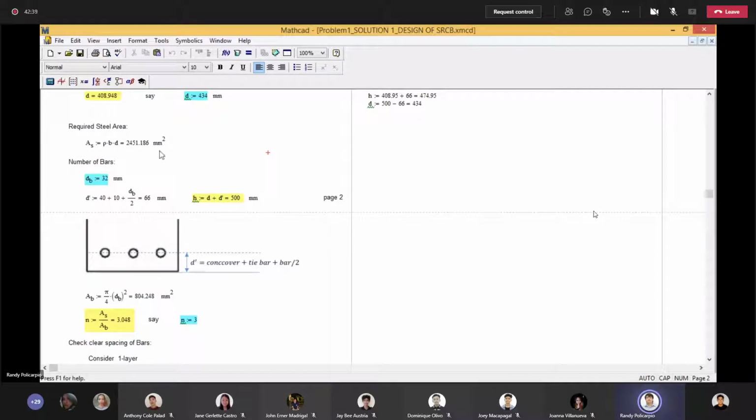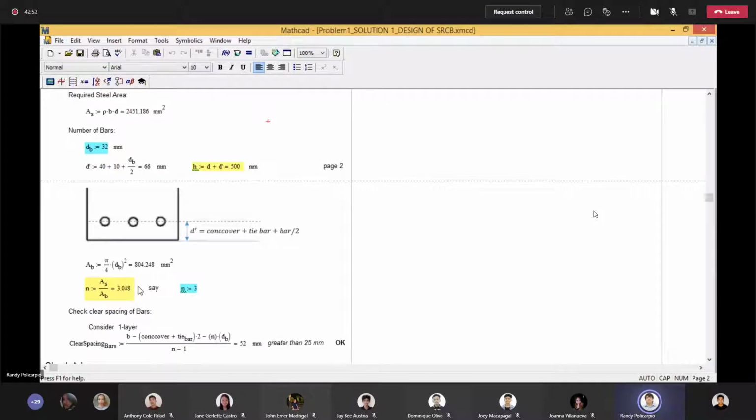Okay, so once you have your required area of steel, since we already assume a diameter for our reinforcement which is equal to 32 millimeters, we're going to solve for the area of the 32 millimeter diameter bar. And that is 804.248 square millimeters. Then, ang gagawin mo, you're going to solve for the number of bar. So, the number of bar can be computed by taking the ratio of the required steel and the area of the 32 millimeter diameter bar. And the result is 3.048. So, I decided to use 3. Ayan. Okay, so decided to get 3.